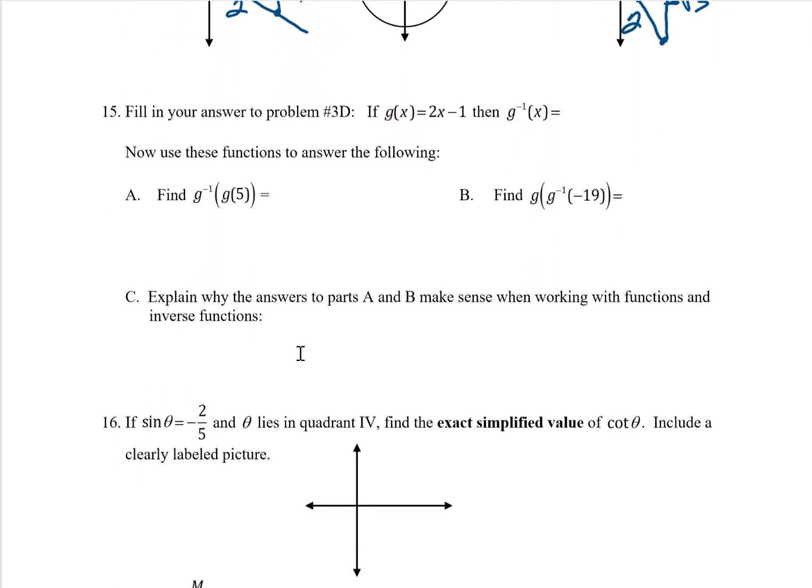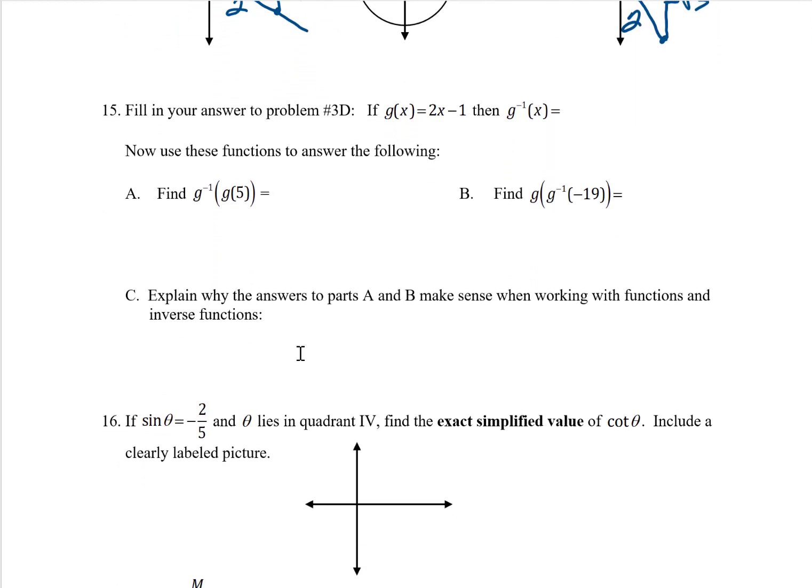Problem number 15 asks us to write down the inverse function we came up with back in problem number 3. When the original function was 2x minus 1, we said that the inverse function would be x plus 1, all divided by 2. Now we're being asked to make some calculations. So I want to find g inverse of g of 5. I'm going to have to start on the inside and work my way out. So let's see. g of 5 means go to the g function, stick in 5. Well, that's pretty simple. I get 10 minus 1 is 9. So g of 5, this thing right here, is equal to 9.